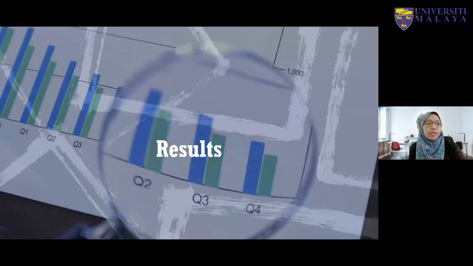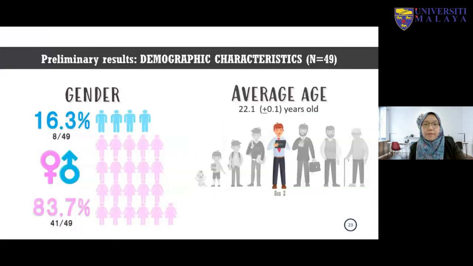For our results, the data analysis was carried out using SPSS. A t-test was used to compare the performance between groups and between two different times, and the Mann-Whitney U-test was used to assess the student perception on the effectiveness of personalized learning. For our demographic characteristics, we had 8 male and 41 female students participating in our study, and the average age was 22.1 years old.